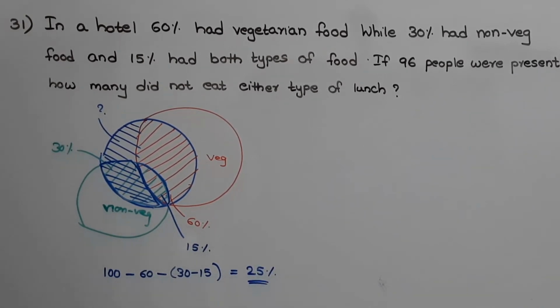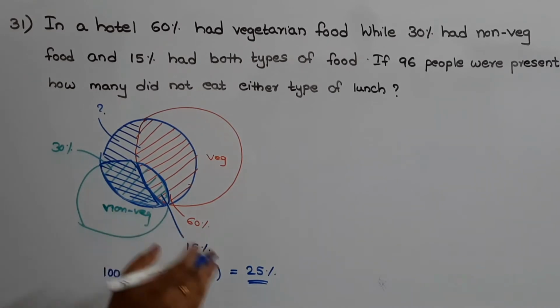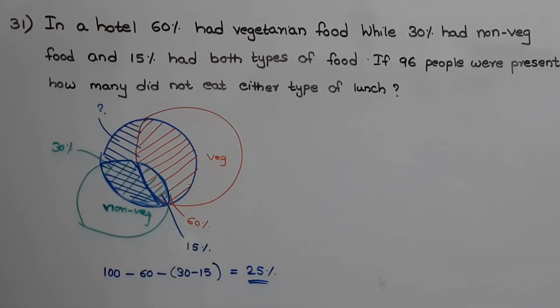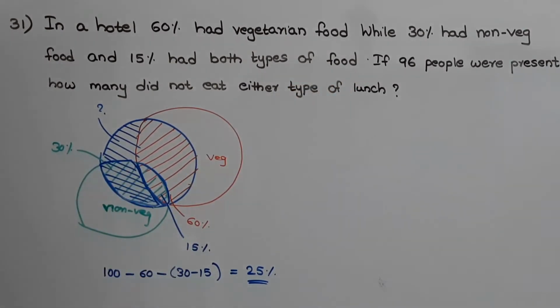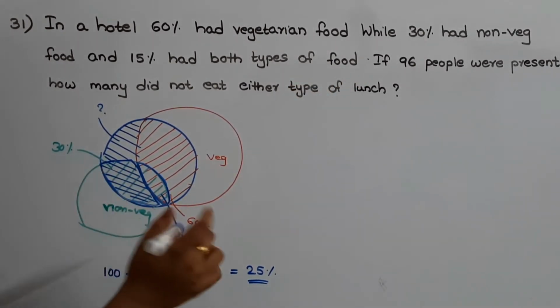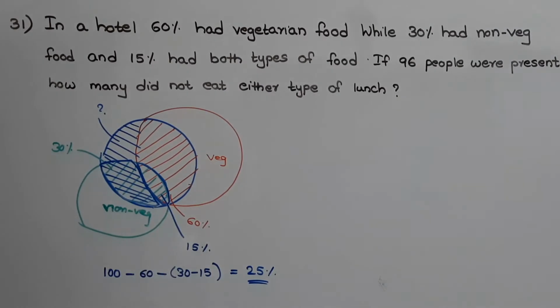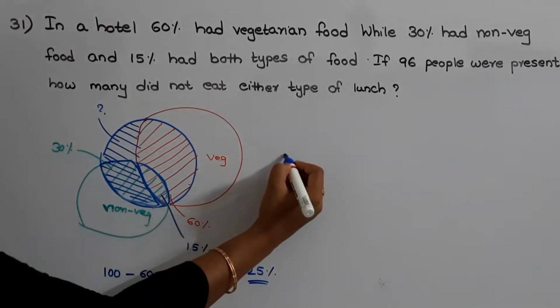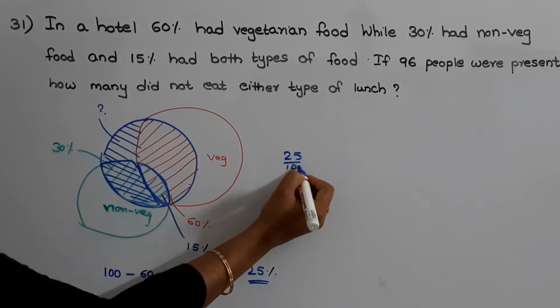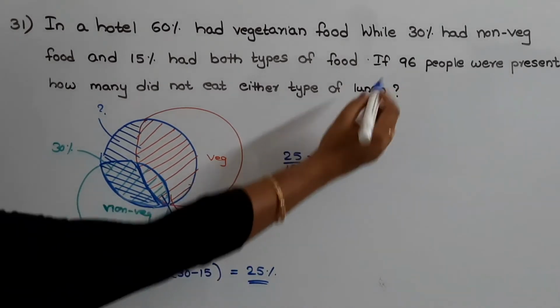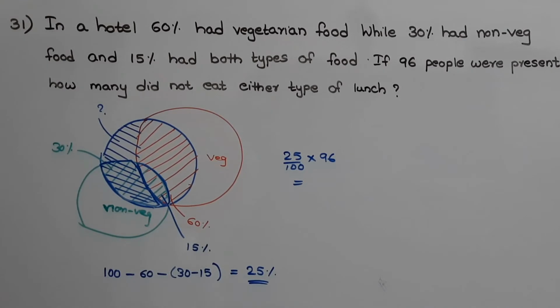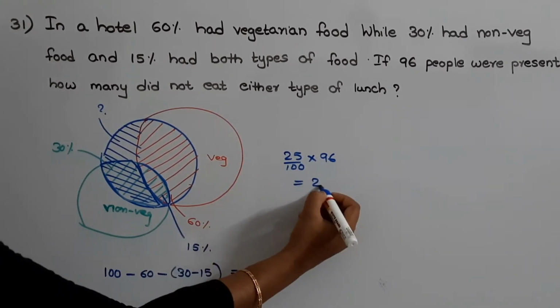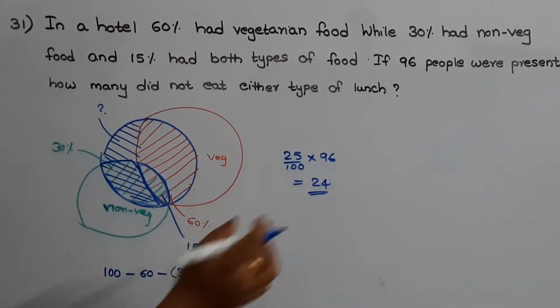Okay, so the percentage of the members who did not eat either type of lunch is 25. The total number of members is given as 96. So the number of members who did not eat either type of lunch is 25% of total members, 25% of 96. On solving this, you will get the answer as 24. Okay, so this is the answer.